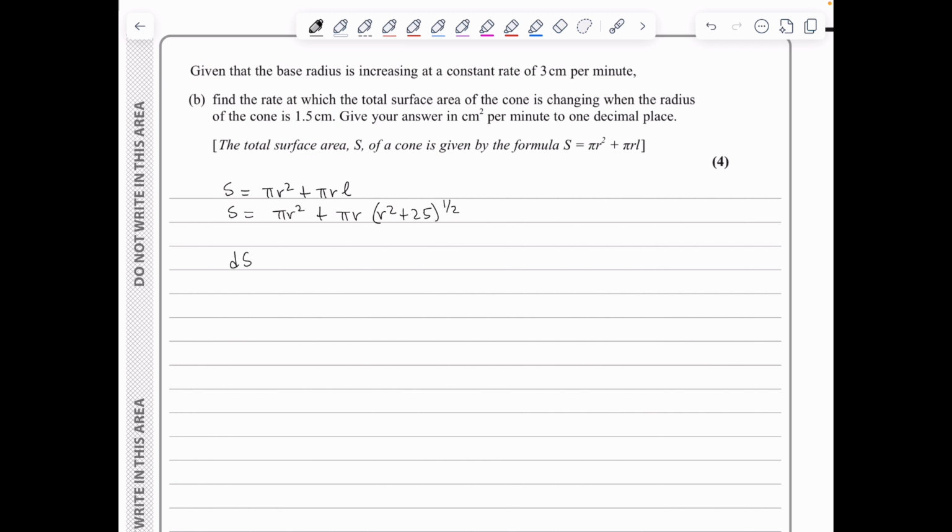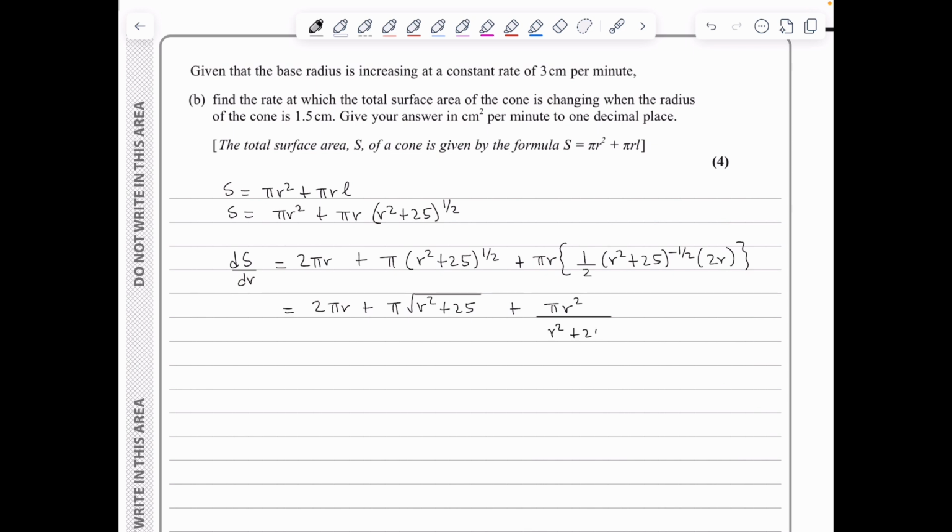I will then proceed in finding ds/dr, which is going to be 2πr, and then I apply the product rule. It's π times (r² + 25)^(1/2) plus πr times a half times (r² + 25)^(-1/2) times 2r, which is the derivative of the bracket. Well, this can be written as 2πr plus π times the square root of r² + 25, and then we've got πr² over the square root of r² + 25. This is the expression for ds/dr.